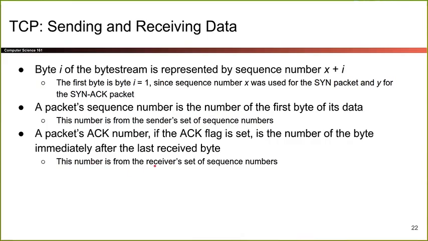Notice that this number is from the other set of sequence numbers because I am acknowledging messages from the recipient, or from the other person. So the ACK number comes from the receiver's set of sequence numbers. That's kind of a weird thing to wrap your head around, but hopefully the diagrams will help.